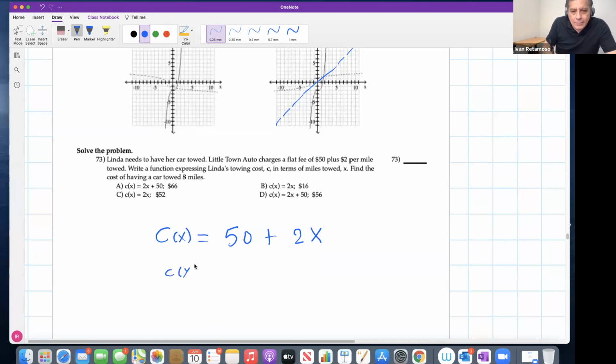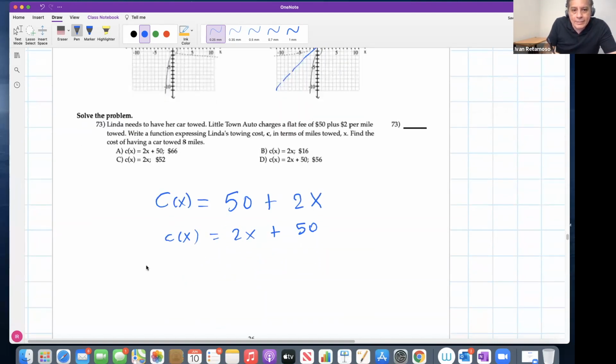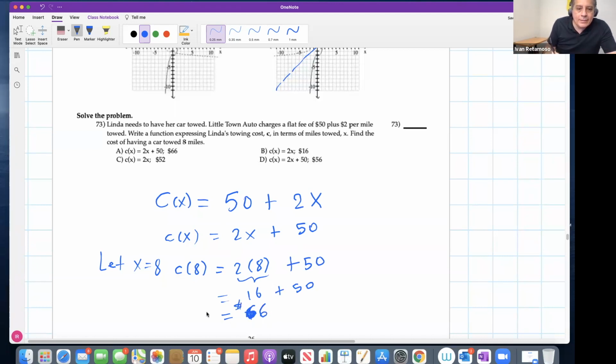That can be written, of course, also in this form, right? The order of the items does not change the sum. So this is the cost function. Now they say find the cost of having her car towed 8 miles. If you let x be equal to 8, this computation will tell you the cost associated with towing the car 8 miles, right? This is 16 plus 50, and 16 plus 50 is 66, right? Be careful there with the computation. $66 is going to be the cost associated with towing this car 8 miles.